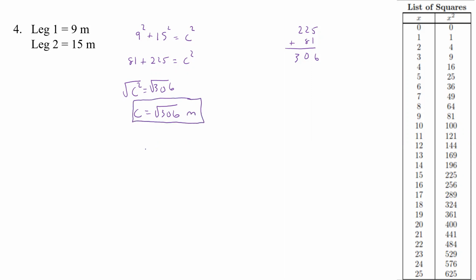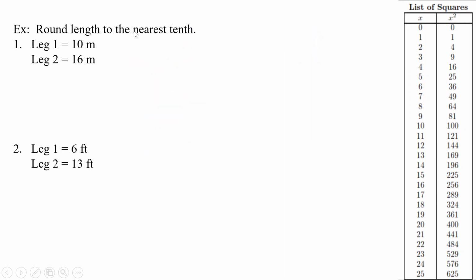Okay. All right, now we've got ones where we actually have to do rounding because they want it to the nearest tenth. So now we have to use our skills of the square root and find the actual values to the nearest tenth. So we do what we've been doing. We're going to take 10 squared plus 16 squared is equal to c squared because we want the hypotenuse. So that's 100 plus 256, which is equal to c squared. So 356 is equal to c squared.